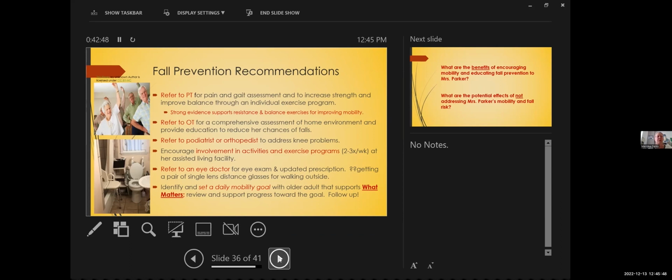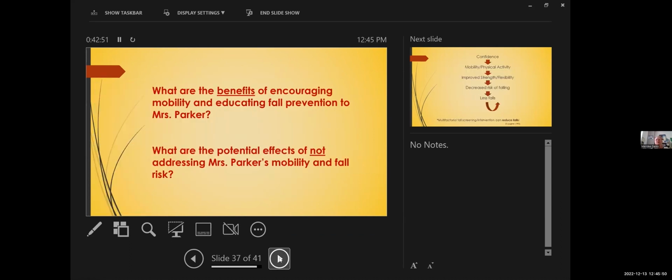So we get back to our 4 M's. What are the benefits of encouraging mobility and educating on fall prevention for Mrs. Parker? And what are the potential effects of not addressing them? I think we know the benefits are a lot more. Our big one is to decrease her number of falls, and educating her that older people falling all the time isn't a good thing, and it isn't normal.